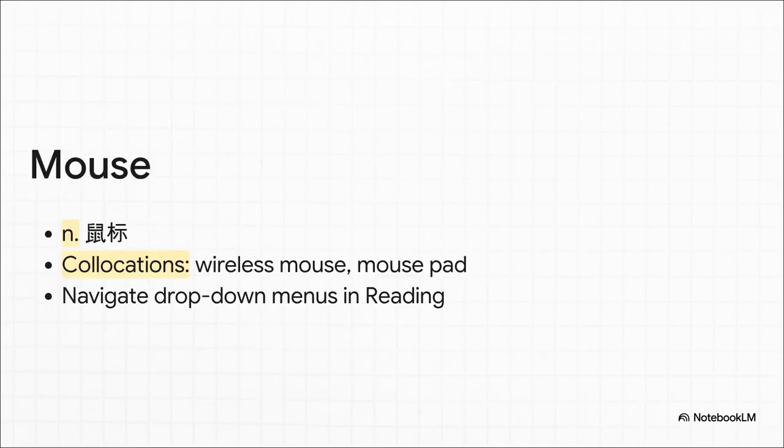Sitting right beside that is the mouse. Mouse. In Chinese, 名词鼠标. Whether you're navigating a Canadian government portal or just doing some shopping on Shopify, you use this every day, right? Common collocations include wireless mouse and mousepad. While it sounds incredibly basic, it is vital for your reading test score. You're going to use your mouse constantly for drop-down menus. Speed and precision with your mouse will save you huge amounts of time.